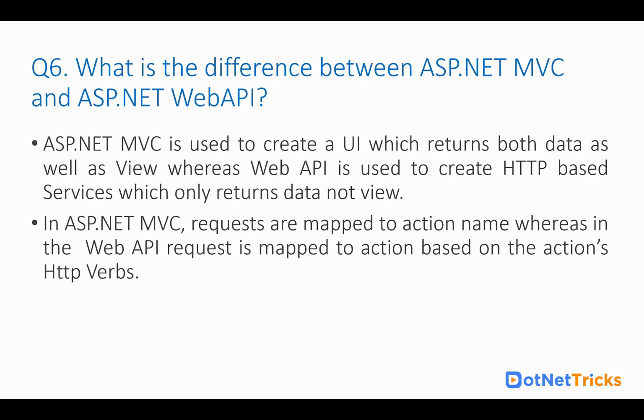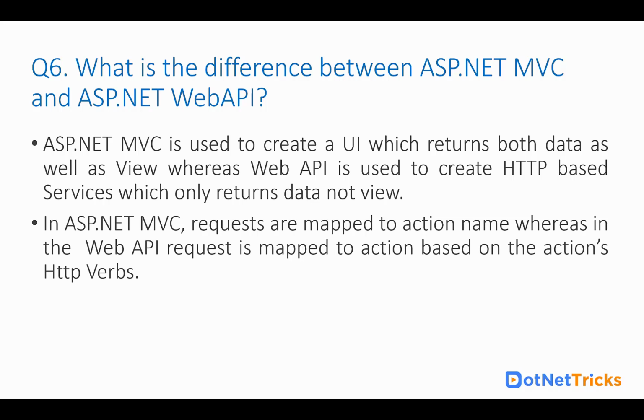The second difference is that in ASP.NET MVC, requests are mapped to the action name, whereas in ASP.NET Web API, the request is mapped to the action based on the HTTP verb. So ultimately there is a resource in ASP.NET Web API, and the resource has an endpoint, and that endpoint is a combination of the verb and the URL. So here routing is not exactly the same as we have in ASP.NET MVC, where in the URL we usually have the action name and the controller name, and based upon that the request mapping is done. But here the request mapping is done based upon the HTTP protocol verb.